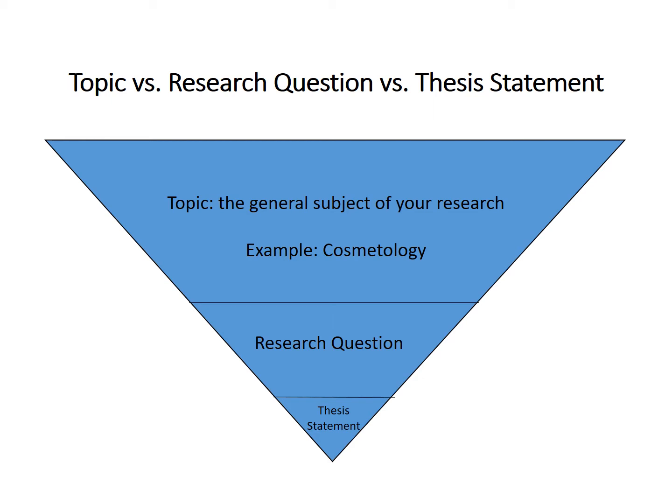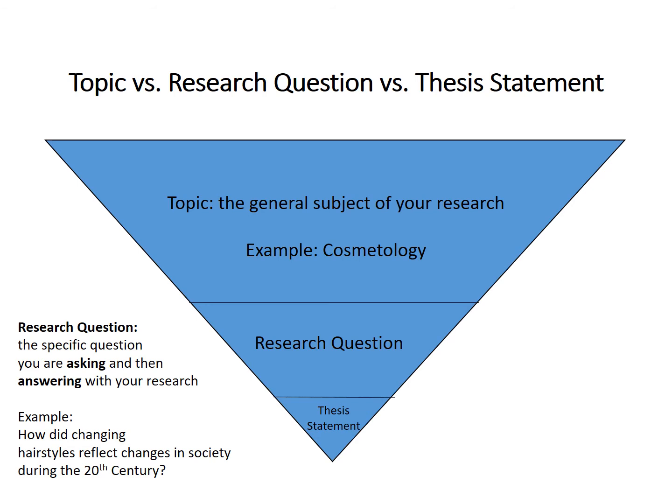which is why you then need to start thinking about your research question. Your research question is the specific question you're asking and answering with your research. So an example of that would be, how did changing hairstyles reflect changes in society during the 20th century? So whenever you're talking about your research question, you're not just talking about cosmetology as what your paper's about. You're narrowing it down, and you're looking at some specific aspect of the history of cosmetology.